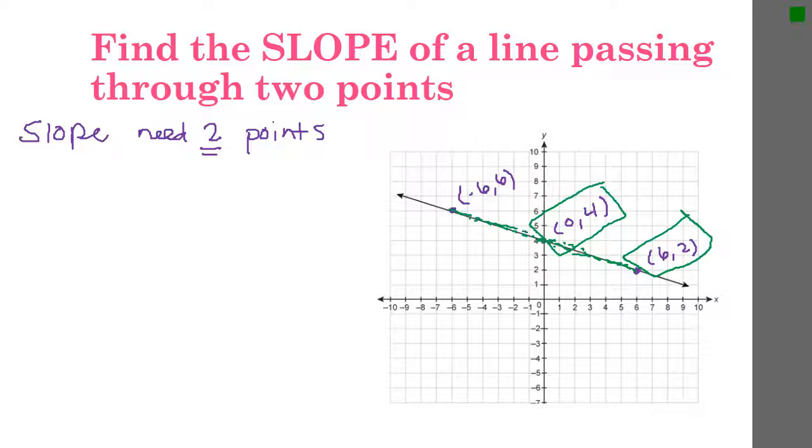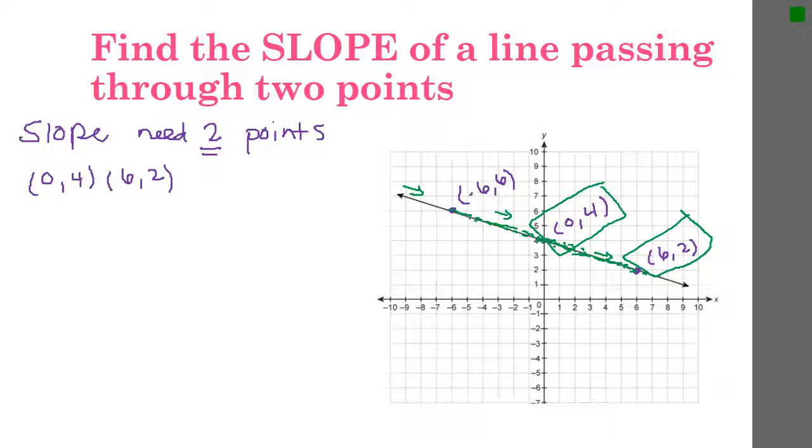This is like you're skiing down a hill that has the same slope the whole time, okay? No matter whether you're skiing down right here, or right here, or right here, you're going to be traveling the same speed because the slope is the same. So the 2 points that I have chosen to use are 0, 4, and 6, 2.